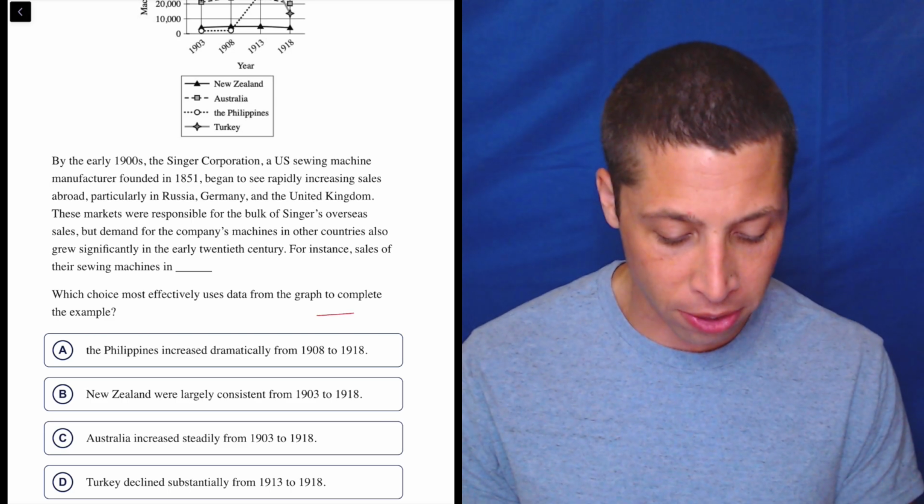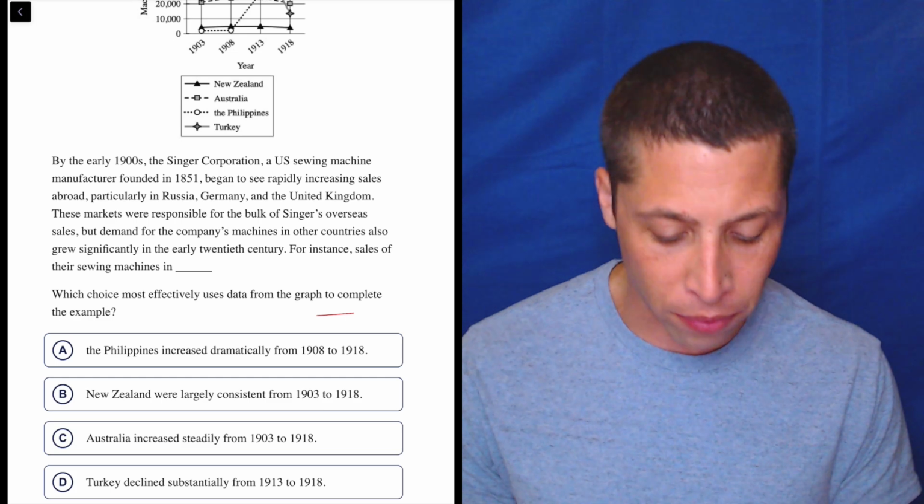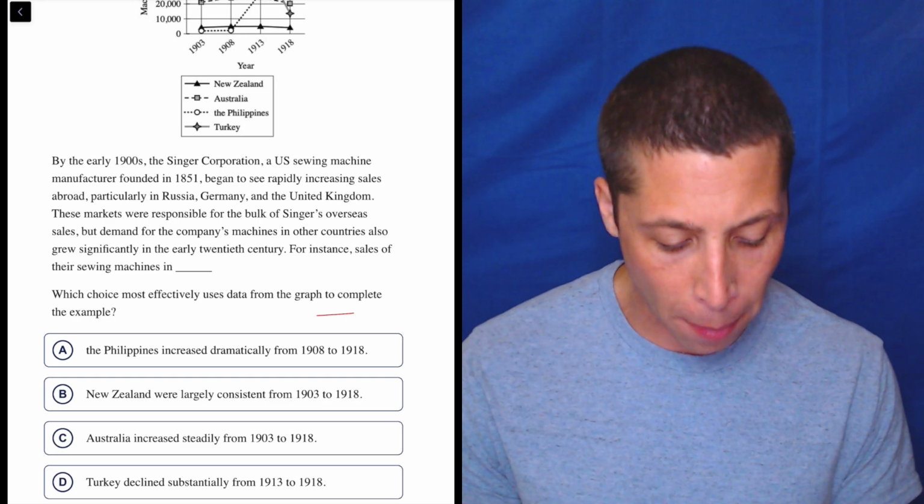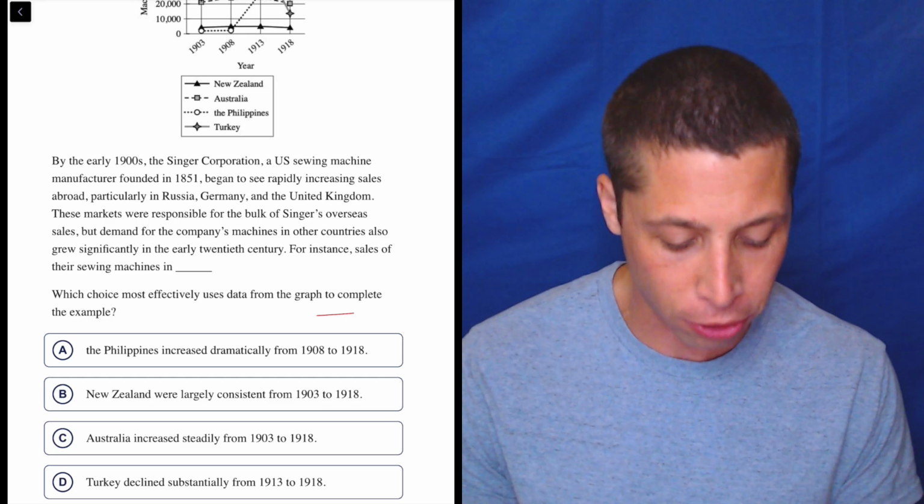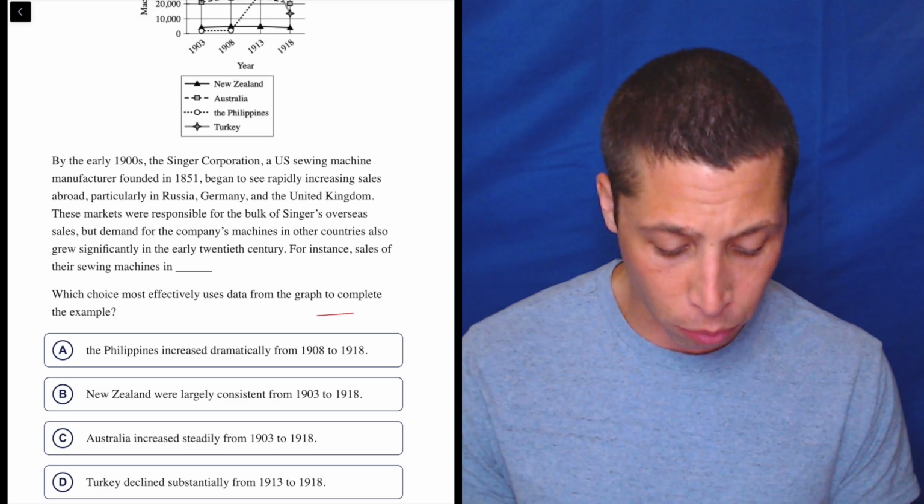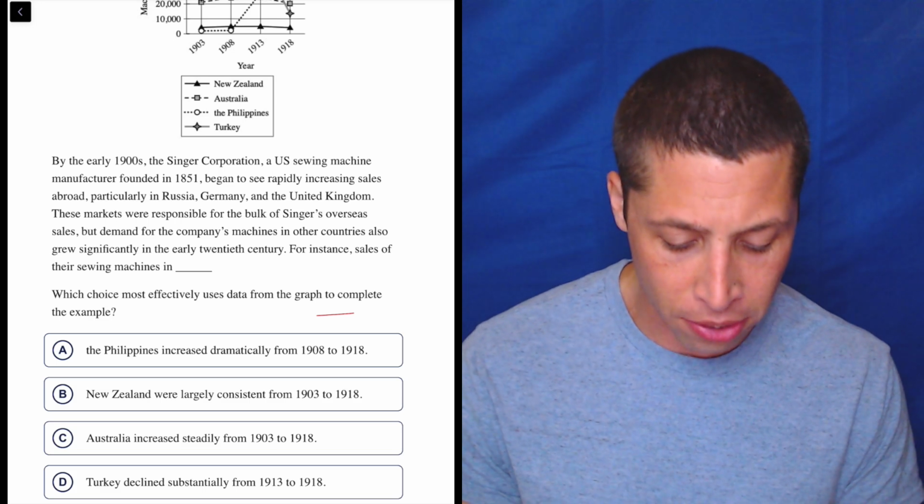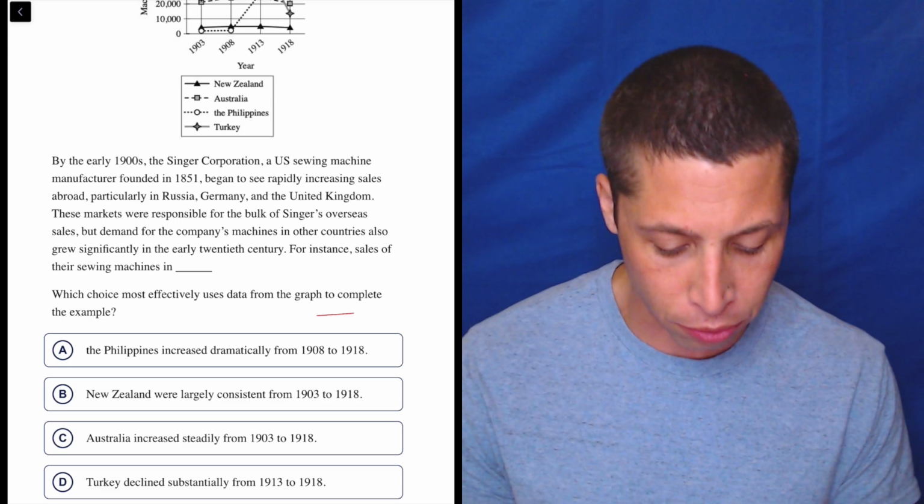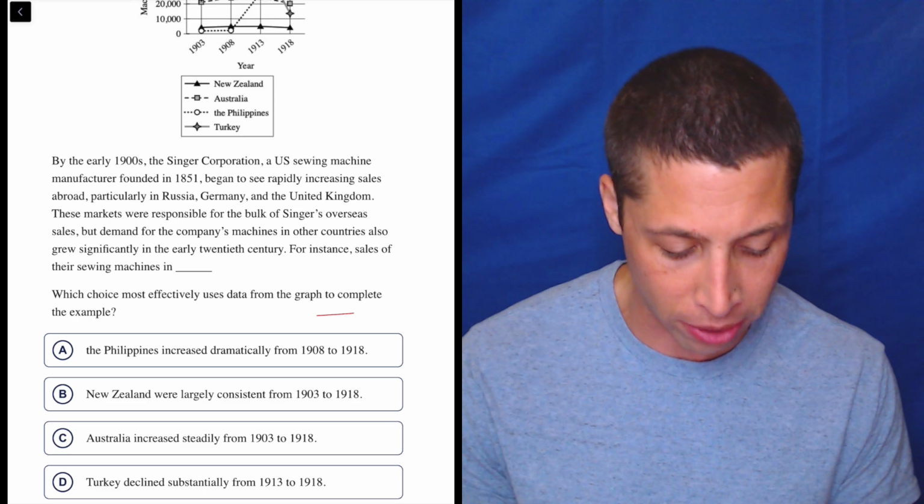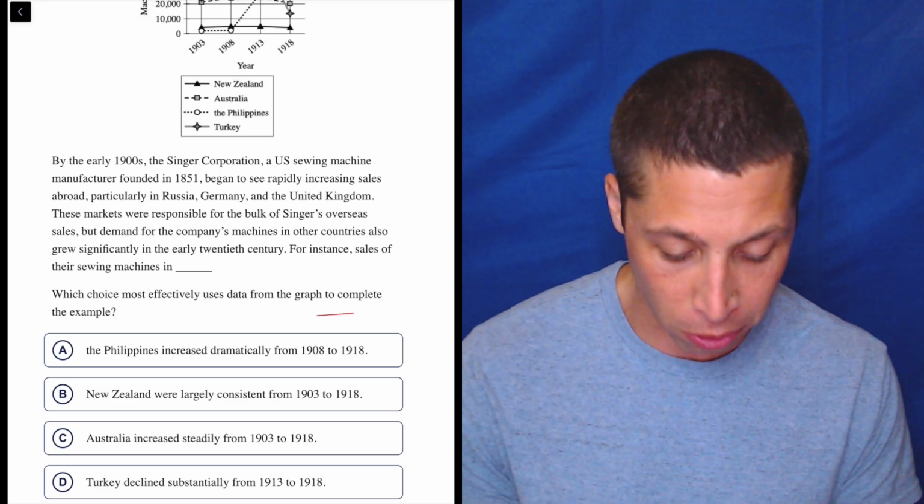By the early 1900s, the Singer Corporation, a U.S. sewing machine manufacturer founded in 1851, began to see rapidly increasing sales abroad, particularly in Russia, Germany, and the United Kingdom. These markets were responsible for the bulk of Singer's overseas sales, but demand for the company's machines in other countries also grew significantly in the early 20th century. For instance, sales of their sewing machines in whatever.